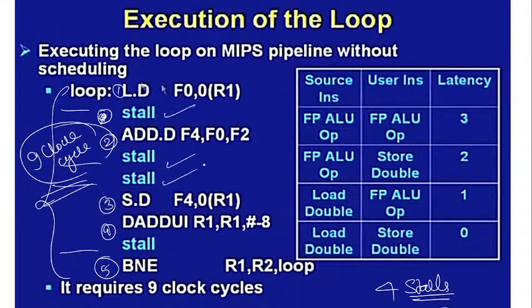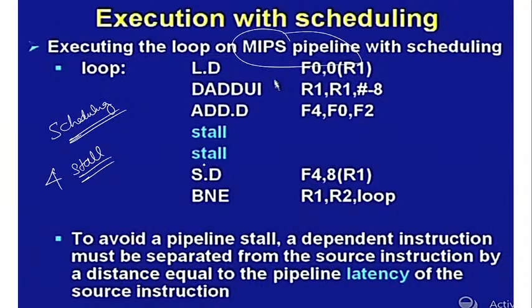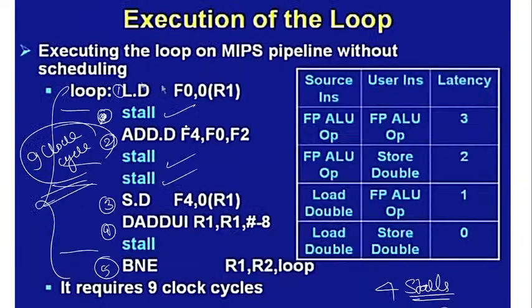To avoid that stall or delay in the execution of the instruction, the compiler separates a dependent instruction from the source instruction by a distance equal to the pipeline latency. It will separate according to how much time is taken. It finds the dependent instructions to avoid the delay.